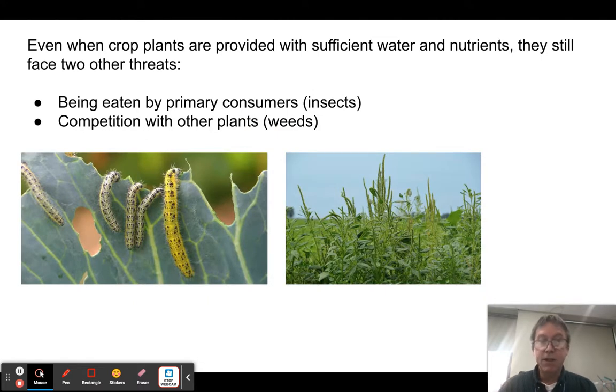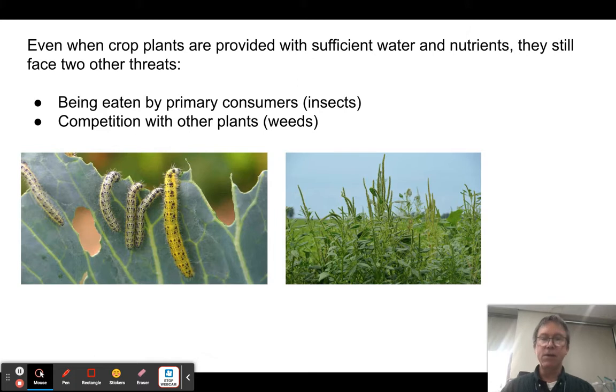Okay, so the idea is that when we try to grow plants, we have to consider several things. Farming is not that easy because there's a lot of things that can get in the way of plants being able to produce food for us. So we have to provide them with basically their needs, water being the main thing. So we irrigate them if it doesn't rain. They run out of nutrients, so we have to provide them with fertilizers, either in the form of chemical fertilizers or some other way of getting nutrients into the soil.